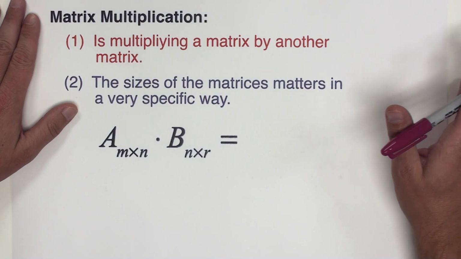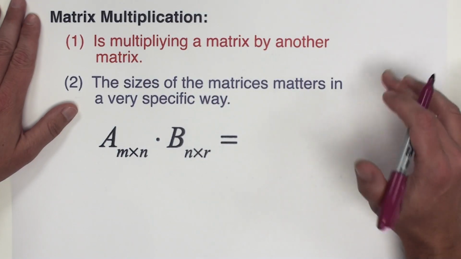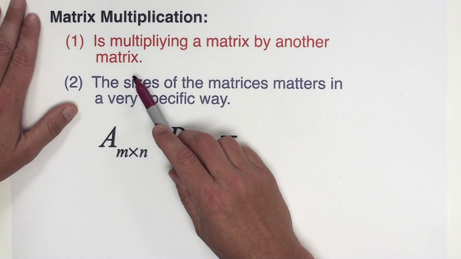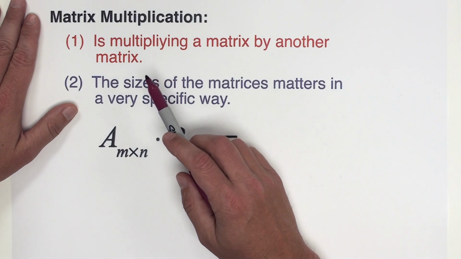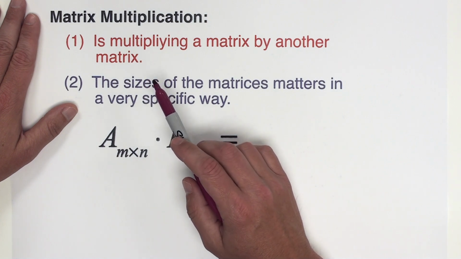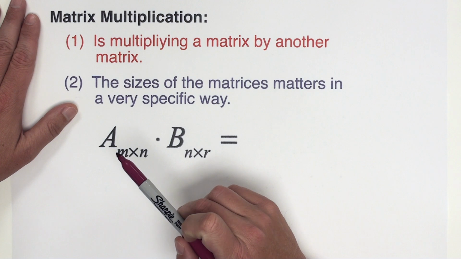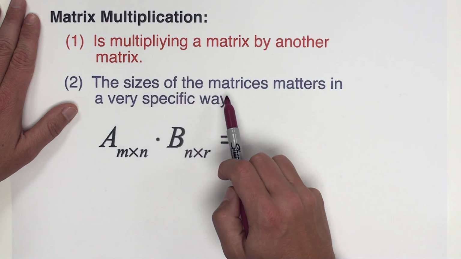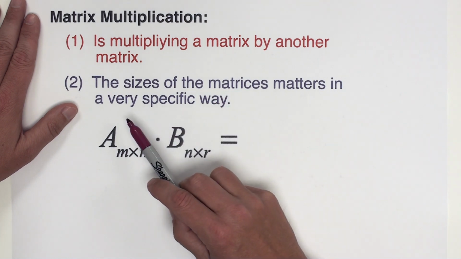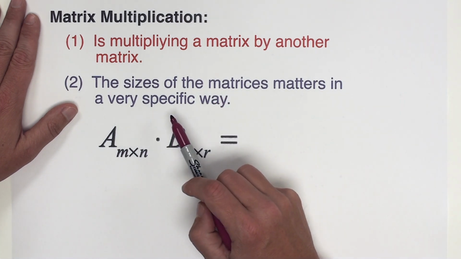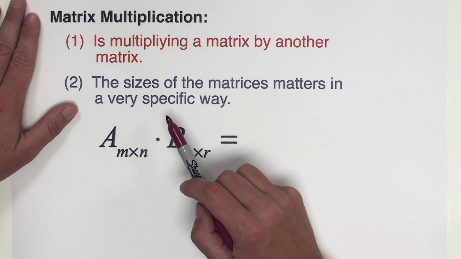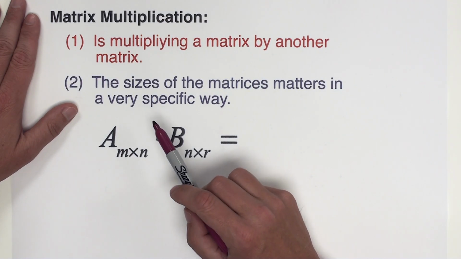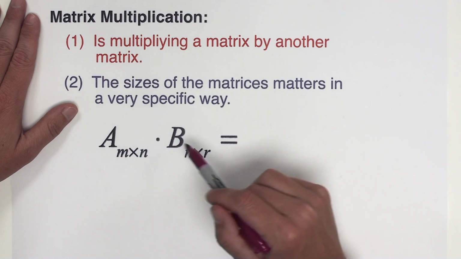As I just stated on the title slide, matrix multiplication is multiplying a matrix by another matrix. In the last video we did scalar multiplication, which is different than matrix multiplication. When you do matrix multiplication, the sizes of the two matrices that you're multiplying matter in a very specific way. It's something that you have to check in every single problem, so I want to explain what you can and can't do right here.